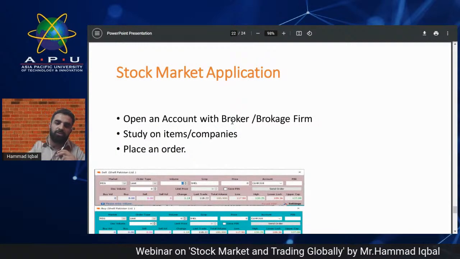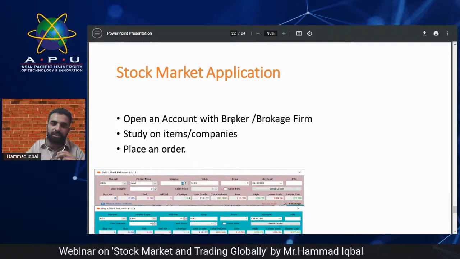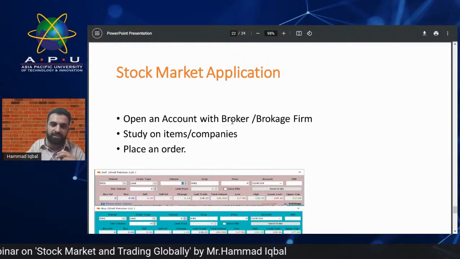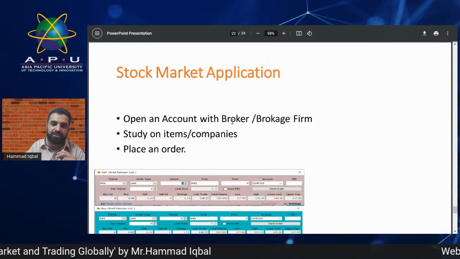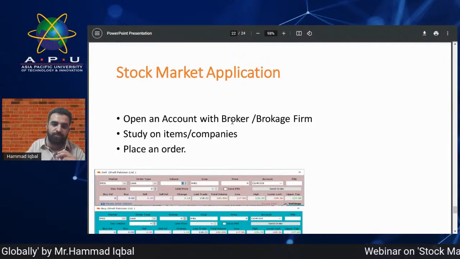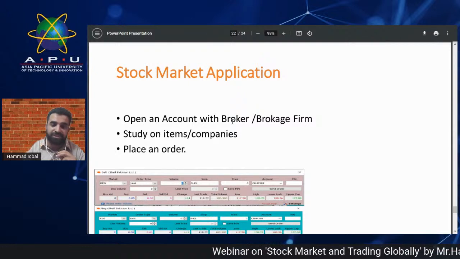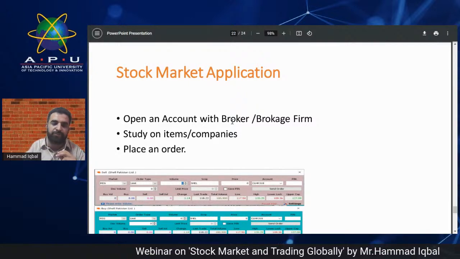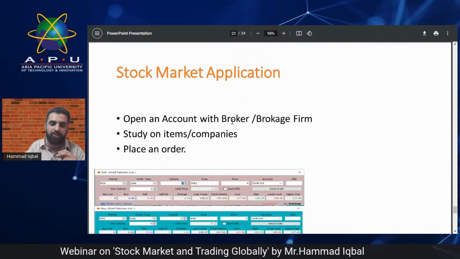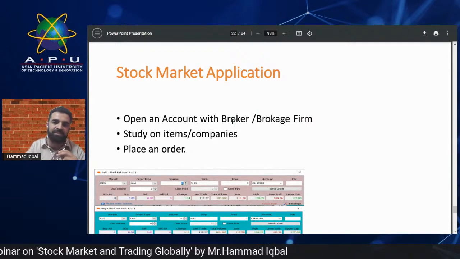So for opening an account, we can open an account with any stockbroker or stock brokerage firm. They will give you an application from where you can transfer money to their brokerage account, and then they show those virtual funds in your account, and you can start purchasing and placing orders.